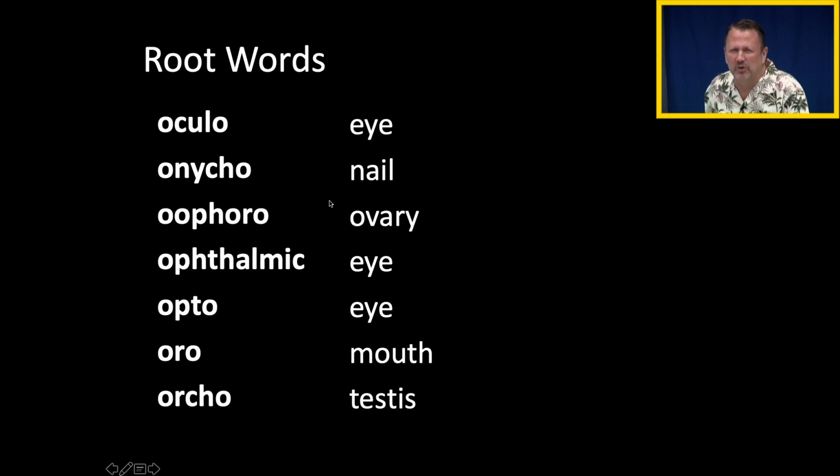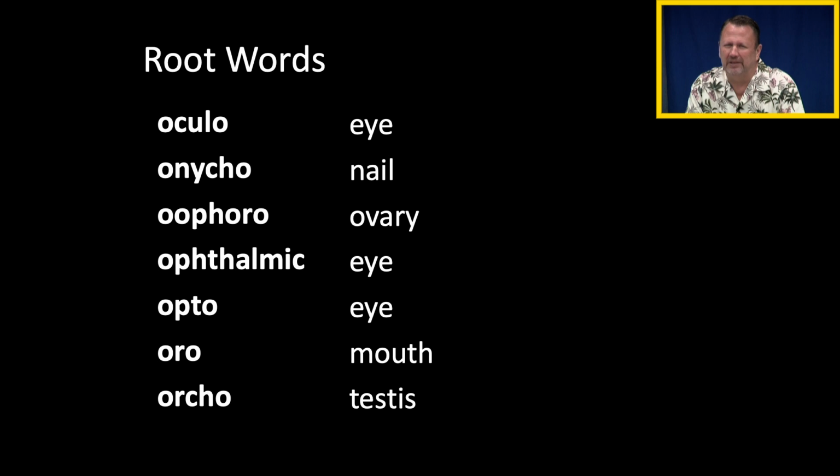Onycho has to do with the nails, not only the fingernails, but the toenails as well. So onychomycosis, mycosis being a fungal infection, onycho has to do with the fingernails or the toenails, and so a fungal infection of the toenails, you'll hear called onychomycosis, and that can refer to fungal infections of the fingernails as well. The ovaries can also be referred to as oophoro. So an oophorectomy is a surgical removal of the ovaries. Ophtho or opto, again, is eye.